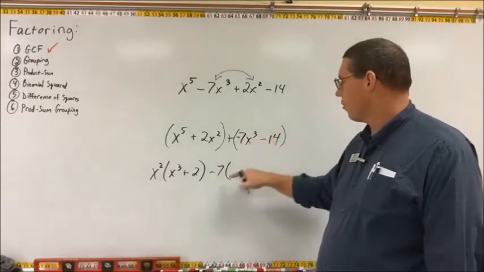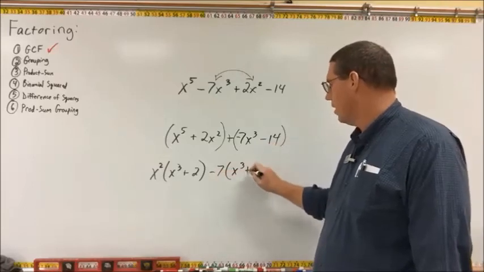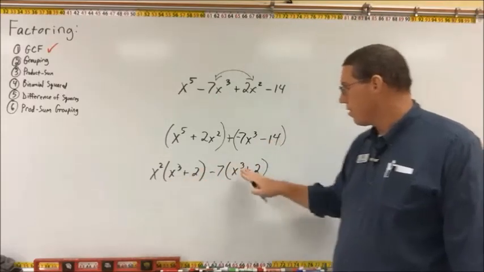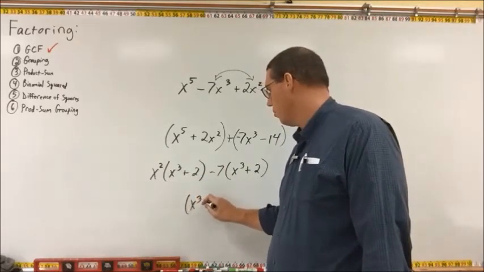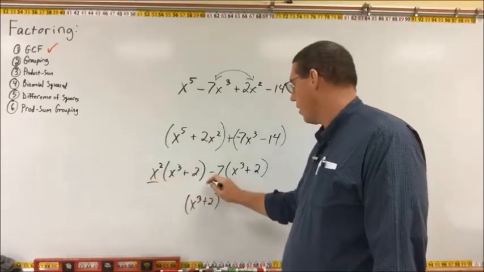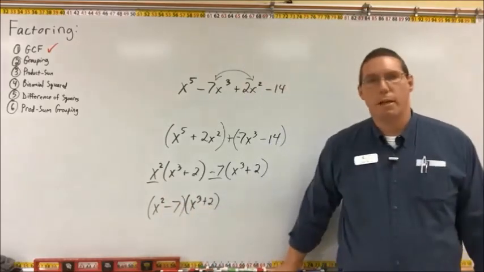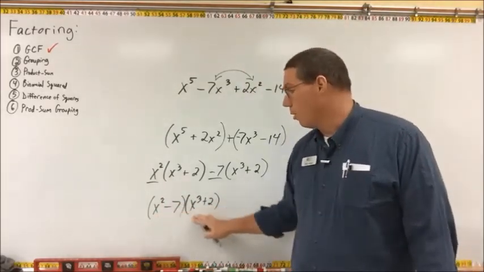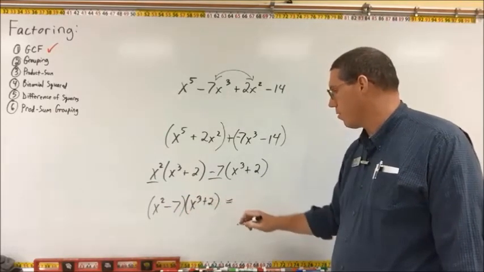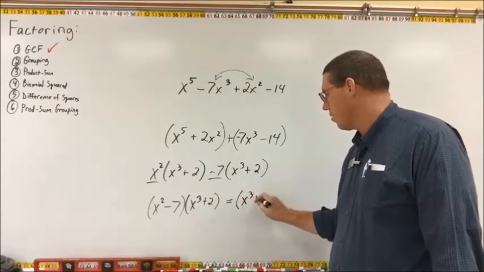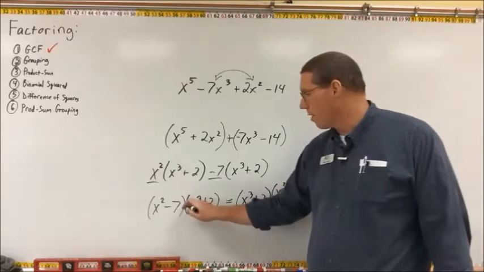And what's negative 7x to the third divided by negative 7? It's x to the third. And what's negative 14 divided by negative 7? It's positive 2. And once again, we've got the same term in each one of these. So one of our factors is clearly x cubed plus 2, and the other factor is x squared minus 7, which are the same factors that we got the last time that we did it. And by the way, it doesn't matter what order you put these in. X squared minus 7 times x cubed plus 2 is the same thing as x cubed plus 2 times x squared minus 7.